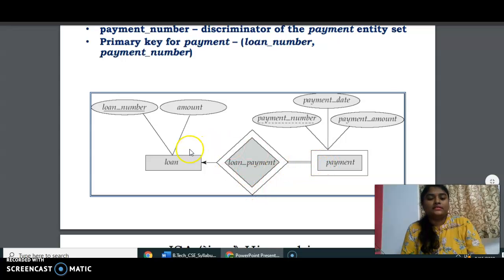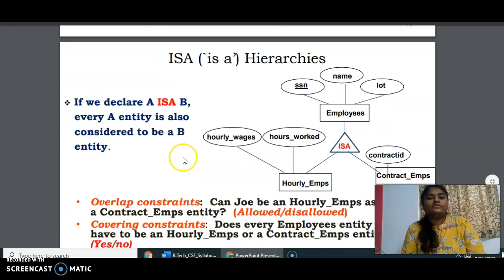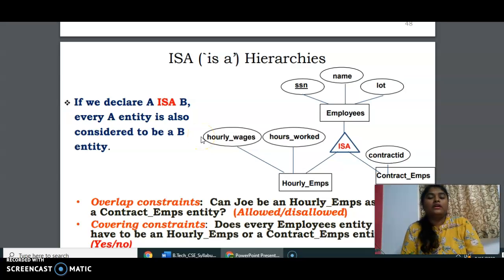As I said, the relationship is one to many. So compulsorily there should be a line between loan and payment, towards loan, right? Next, we are switching on to some more relationships of the ER model. Out of that, aggregation is one of the relationships. Aggregation is also known as the is-a hierarchy or is-a relationship.